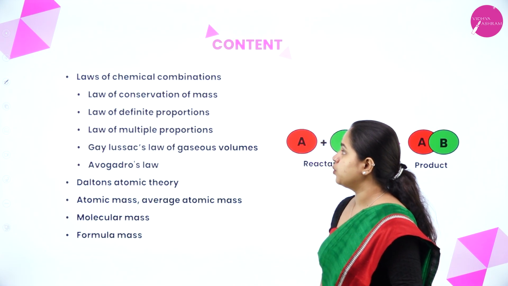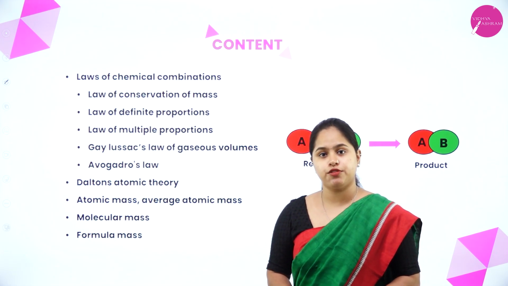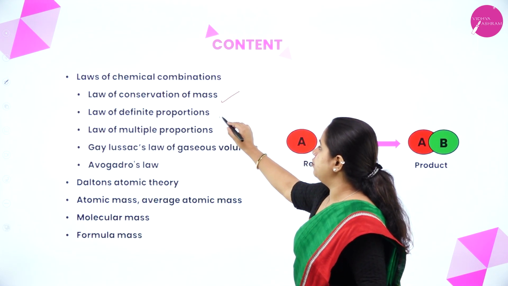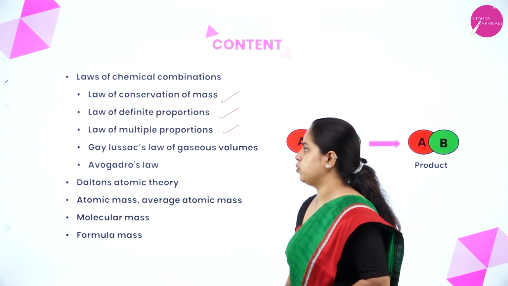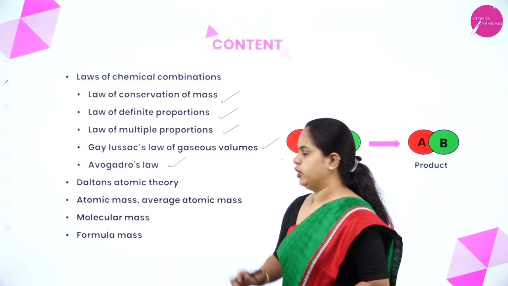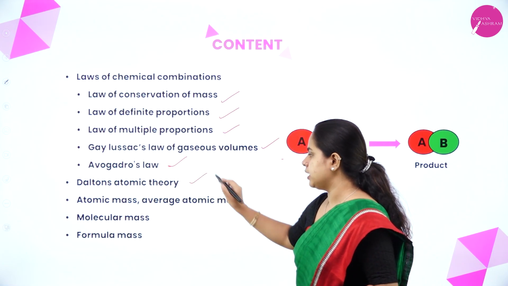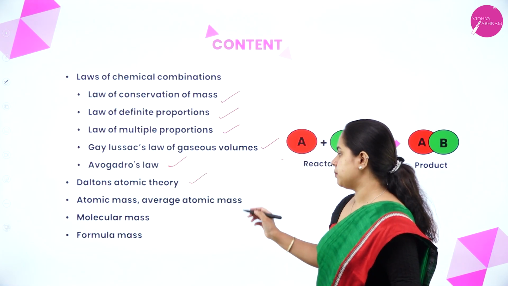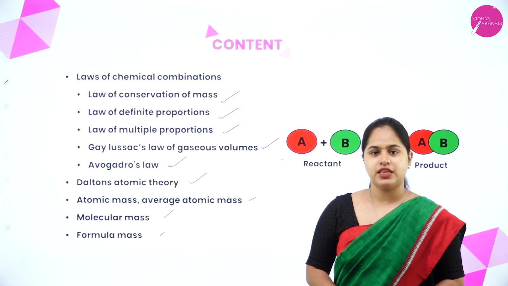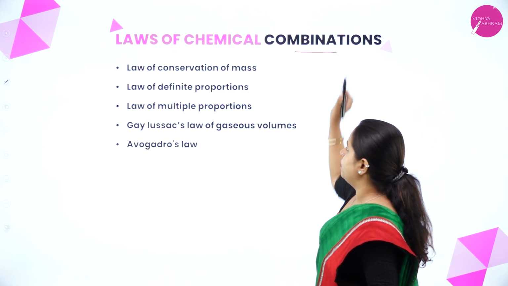So in today's session, we will be discussing laws of chemical combinations, under which you have to study 5 laws: law of conservation of mass, law of definite proportions, law of multiple proportions, Gay-Lussac's law of gaseous volumes, Avogadro's law. Then we'll be moving on to the next topic, that is Dalton's atomic theory. Then we'll be discussing atomic mass, average atomic mass, molecular mass and formula mass. So let us begin with the laws of chemical combinations.